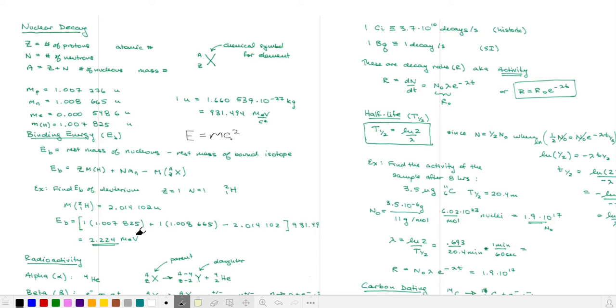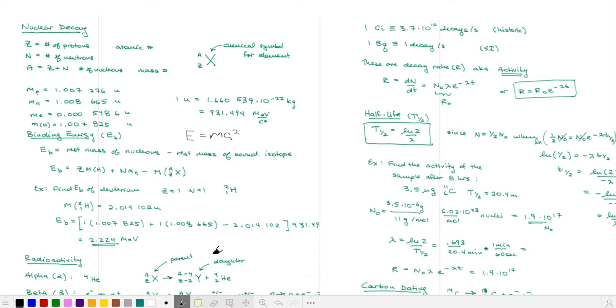So when you take the mass of a hydrogen atom, using this figure, times the atomic number, so in this case Z equals 1, plus the mass of a neutron, so I use this value for the mass of a neutron. When I add those together and I subtract the rest mass of deuterium, I get a positive number. It's 2.2 mega electron volts per deuterium atom.